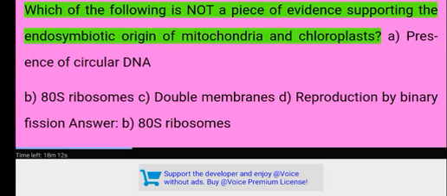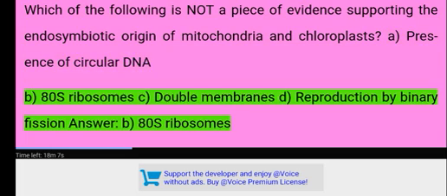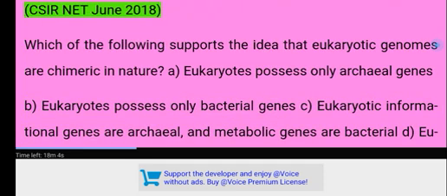CSIR-NET December 2014. Which of the following is not a piece of evidence supporting the endosymbiotic origin of mitochondria and chloroplasts? A, presence of circular DNA. B, 80S ribosomes. C, double membranes. D, reproduction by binary fission. Answer: B, 80S ribosomes.